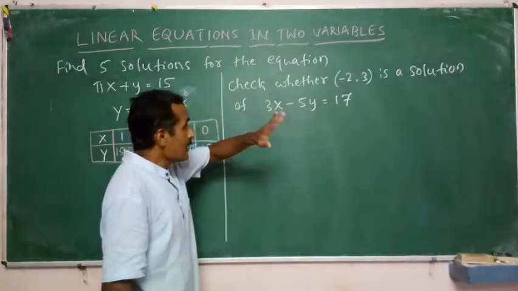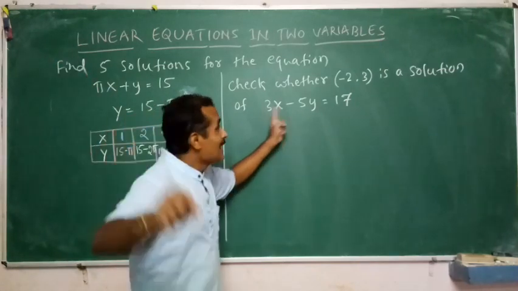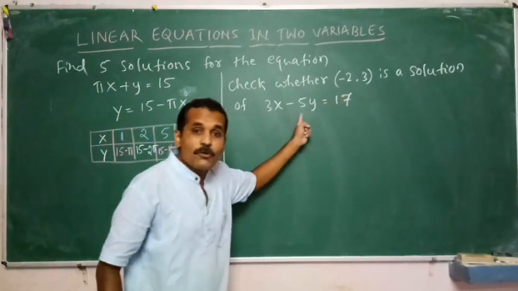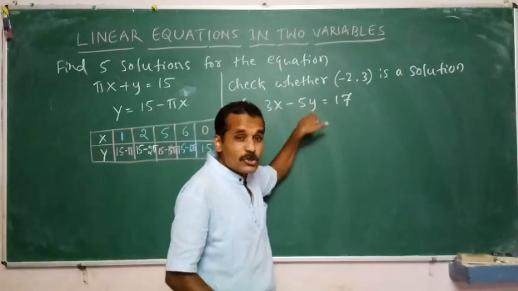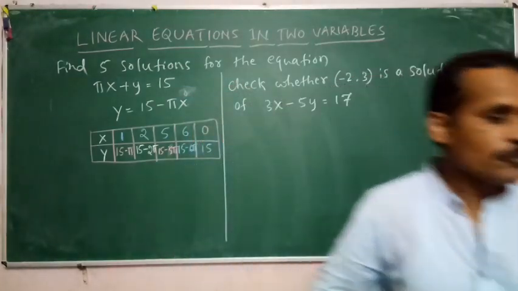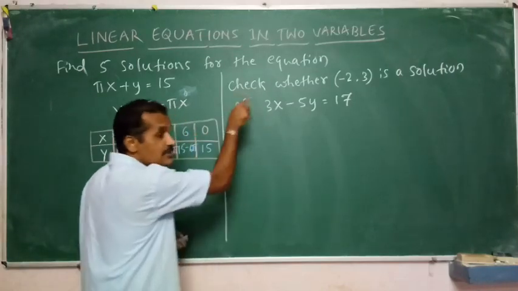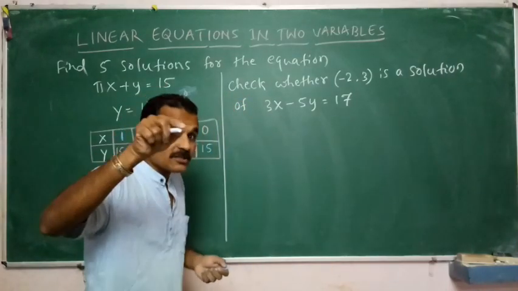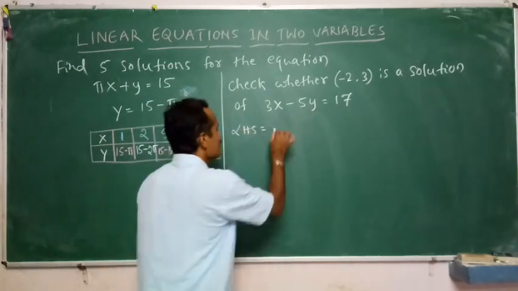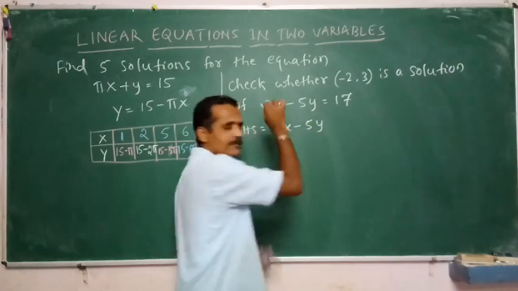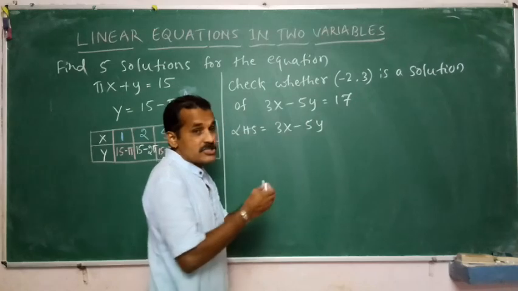Now the question is, what do they ask? This linear equation has an infinite number of solutions, but they are asking, is this a solution of it? There will be plenty of solutions, but they are asking particularly, is it a solution of this equation? How to find? In such cases where they ask you to check, you have to start with the LHS. You take only the left hand side, 3x minus 5y.